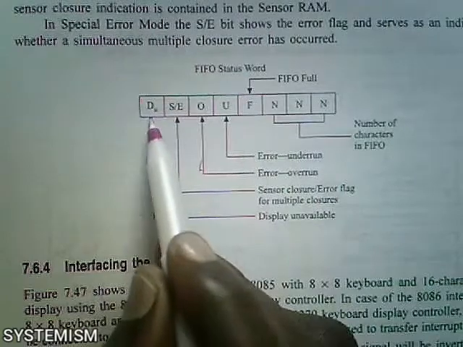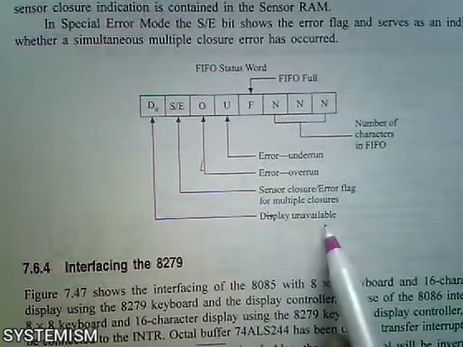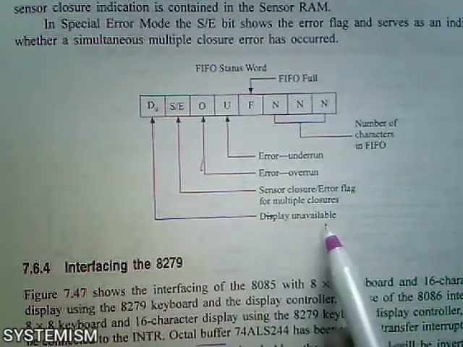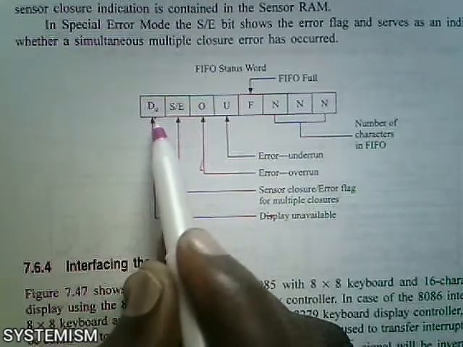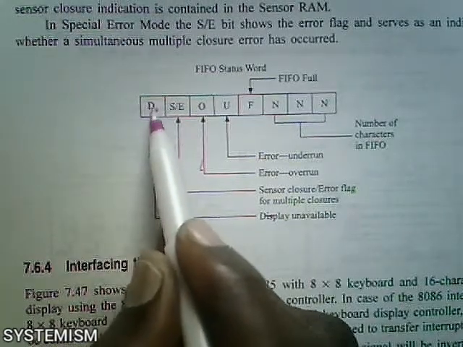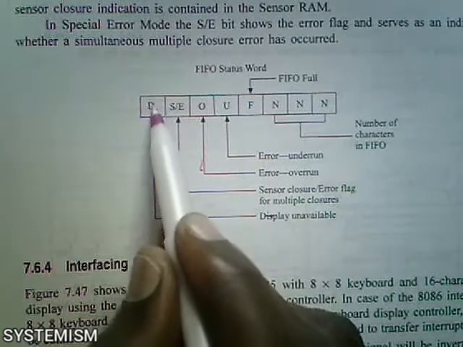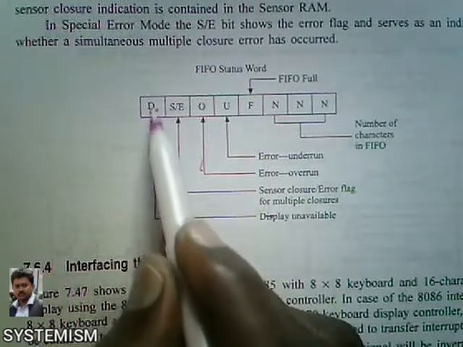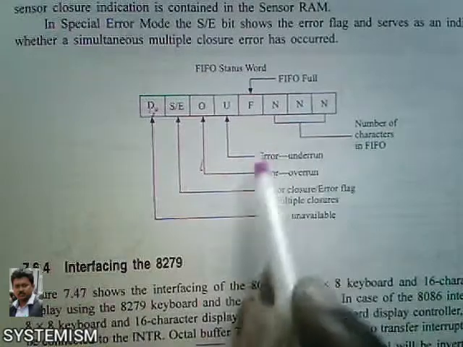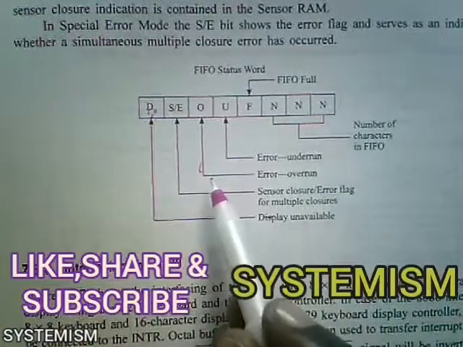The last bit is display unavailable. What is this? If the display is not connected, then the FIFO status will have 1 here, the error flag 1 here. So this is your FIFO status RAM. So totally this is your 8279.